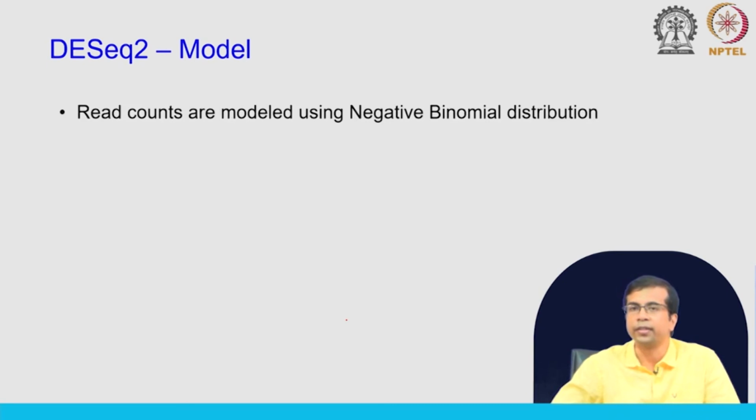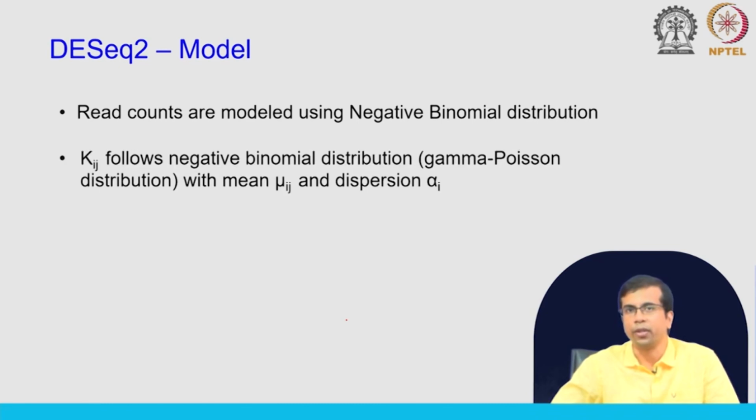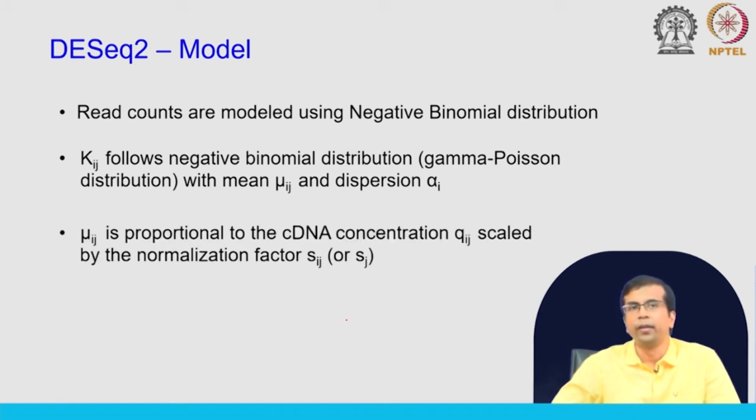As I mentioned, this is a parametric method. The read counts are modeled using the negative binomial distribution, and what we assume is that Kij follows a negative binomial distribution, sometimes called the gamma Poisson distribution, with mean mu ij and dispersion alpha i. So, two parameters are there. Then mu ij is proportional to the cDNA concentration in the library, denoted by qij, and this is scaled by the normalization factor sij or sj. We talked about this scaling factor when we discussed the median of ratios method, where we get a normalization factor for each sample.